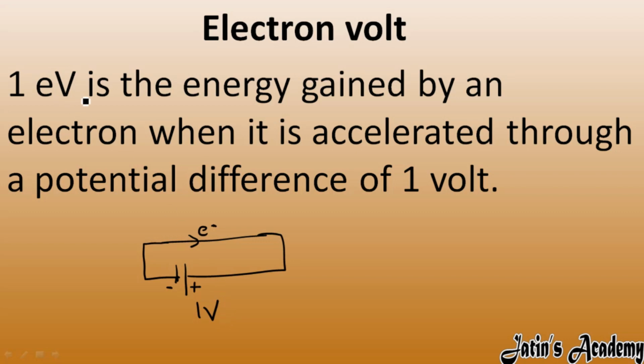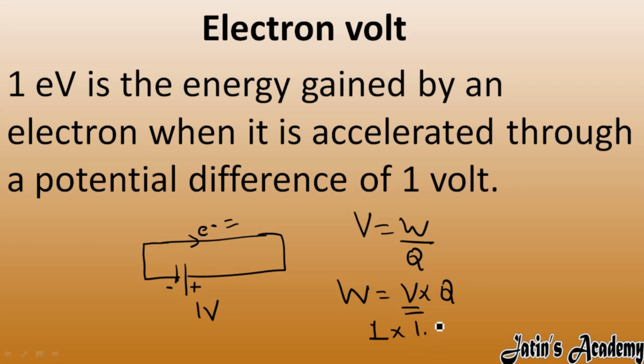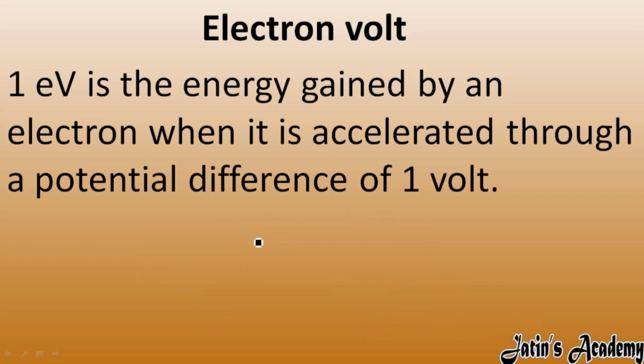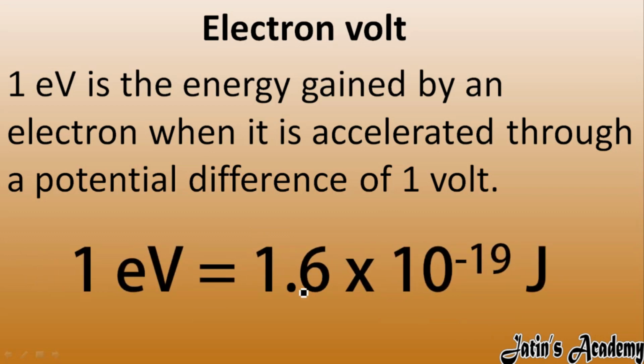So 1 electron volt is the energy gained by an electron when it is accelerated through a potential difference of 1 volt, and we know that potential difference is work done per unit charge. So work done in this case is potential difference into charge. Potential difference we have 1 volt. Charge is the electron charge, we have 1.6 into 10 raised to power minus 19 coulomb. So work done, SI unit is joule. It means that in 1 electron volt we have work done equal to 1.6 into 10 raised to power minus 19 joule. Clear? So this is very important.